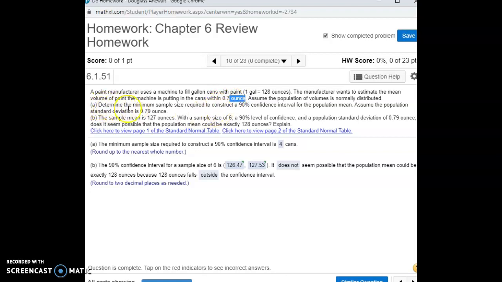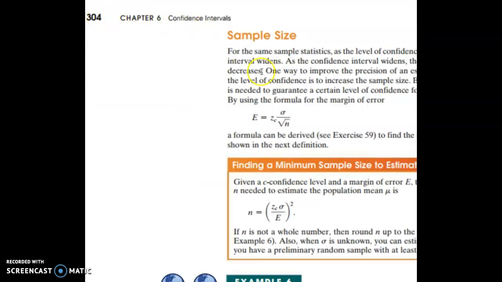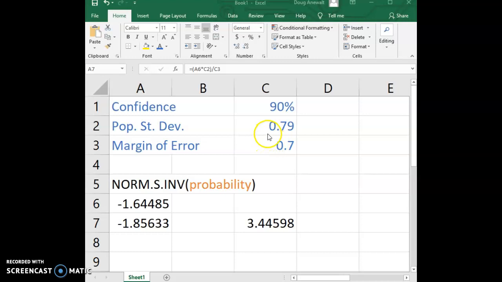And so we're going to determine the minimum sample size needed to construct a 90% confidence interval that's going to be within that margin of error. And we are told what the population standard deviation is. In 6.1, the formula is given to find the sample size needed. And we just need to plug our values into this formula. The one thing we need to calculate is the critical value associated with 90% confidence.